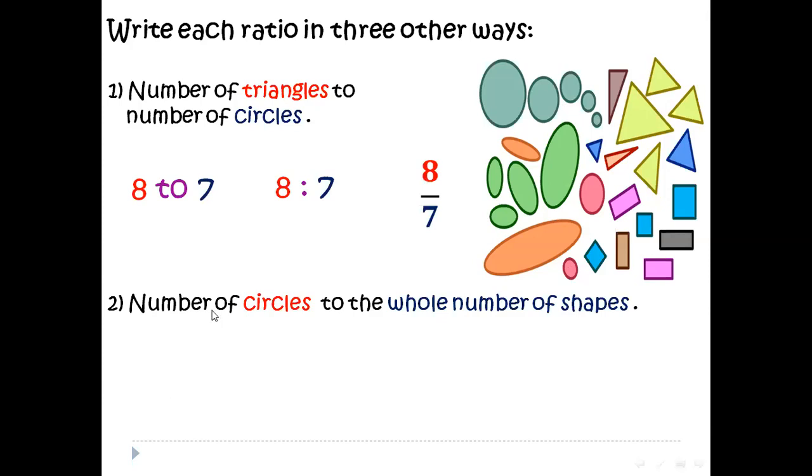Number 2, we need the number of circles to the whole number of shapes. We counted the circles already. We got 7 circles. All the shapes, you count all the things you can see all together. We have 28 shapes. So it's 7 to 28 in the 3 forms of it. Columns and fractions and the word TO.